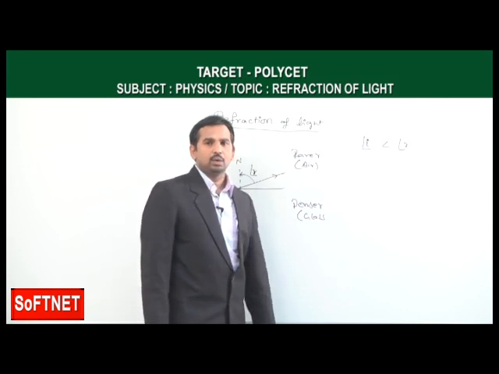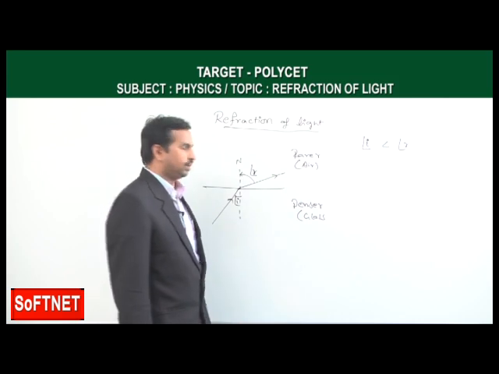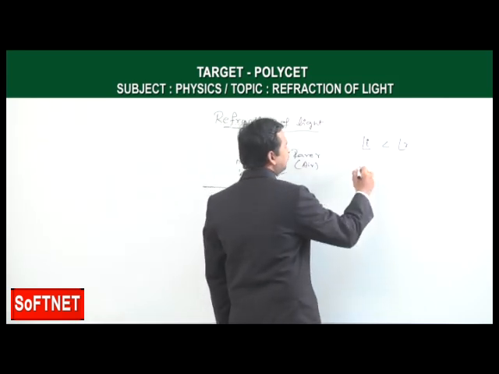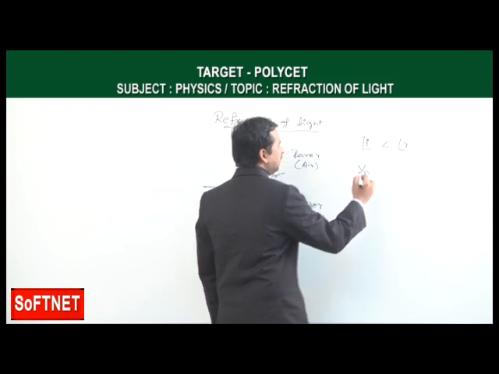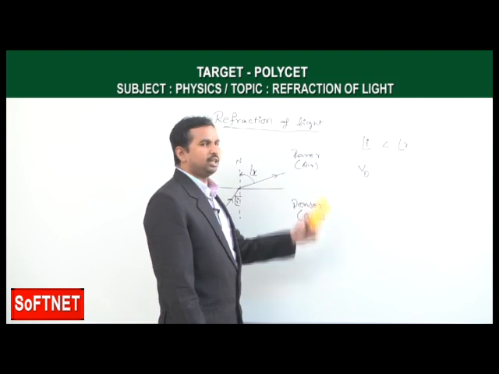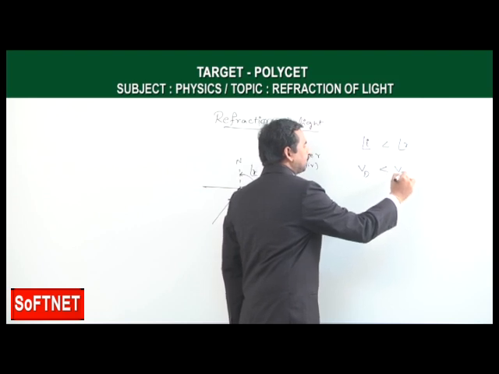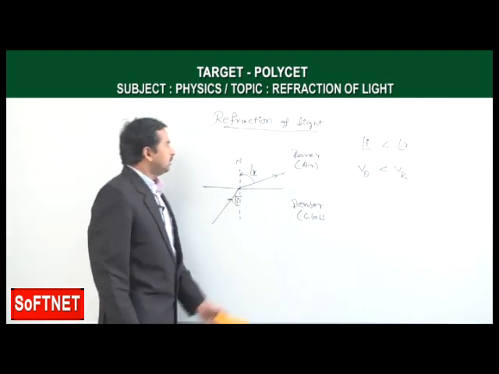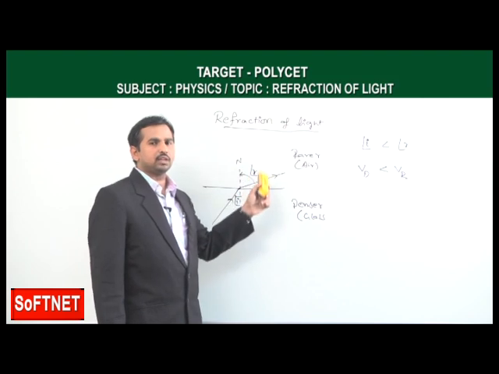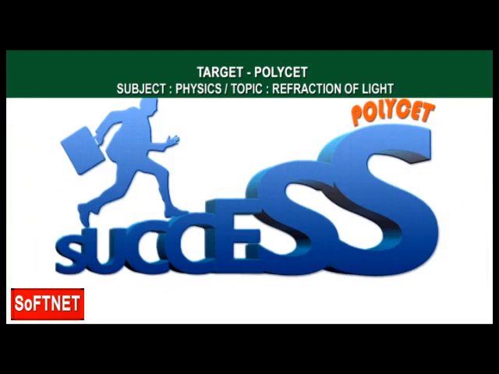And not only that, once the light ray enters into the rarer medium, as the speed is increasing, if you see that the incident light ray is having less velocity, whereas whenever it enters into the rarer medium, it is having more velocity like this. Okay. This is the refraction that takes place whenever the light ray is going from denser to a rarer medium.